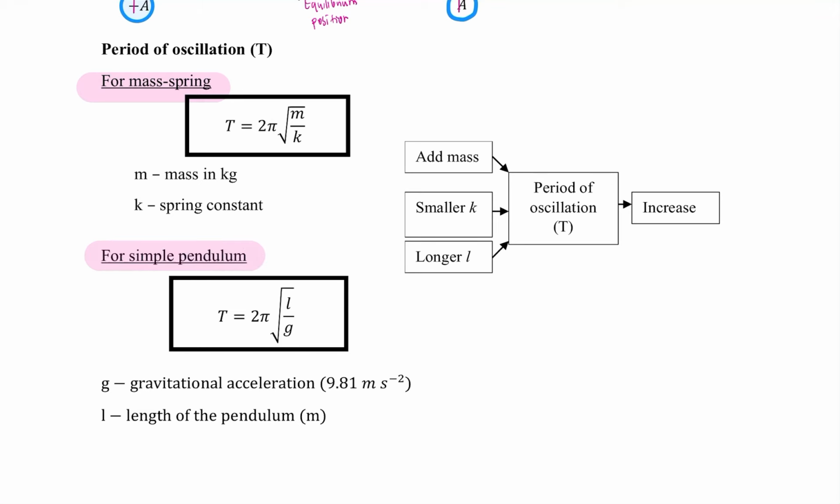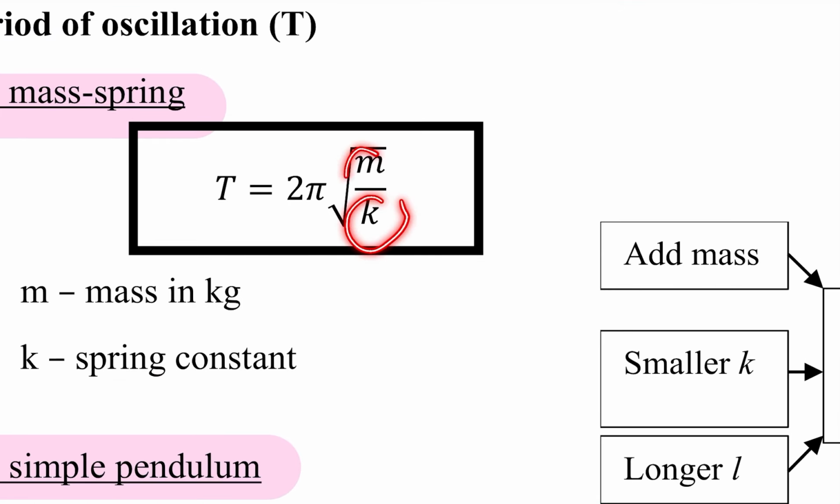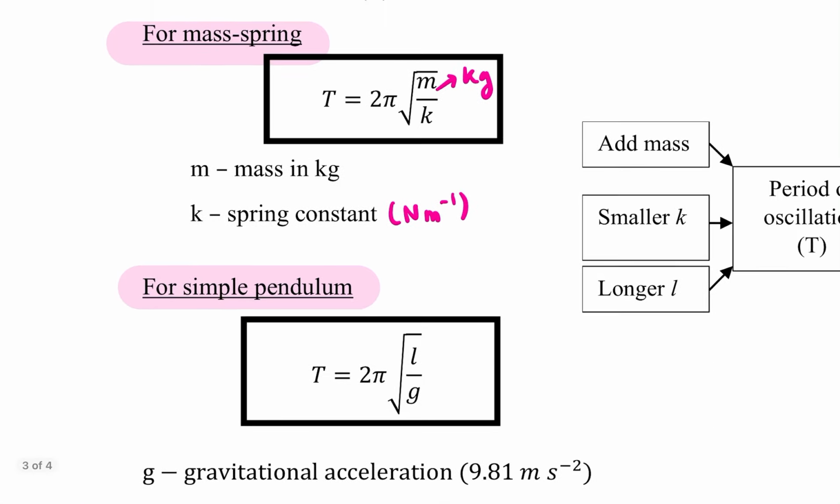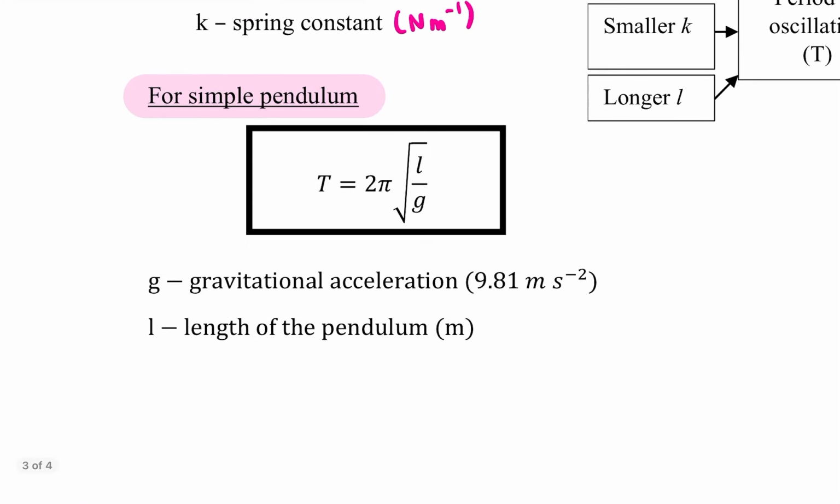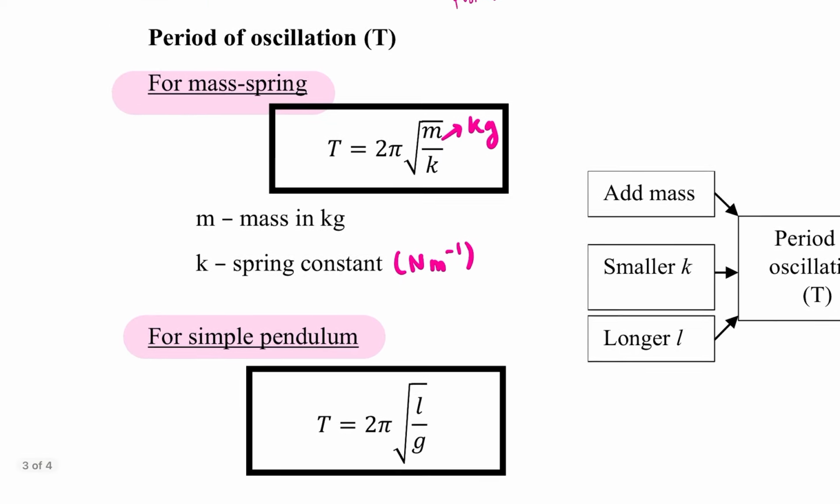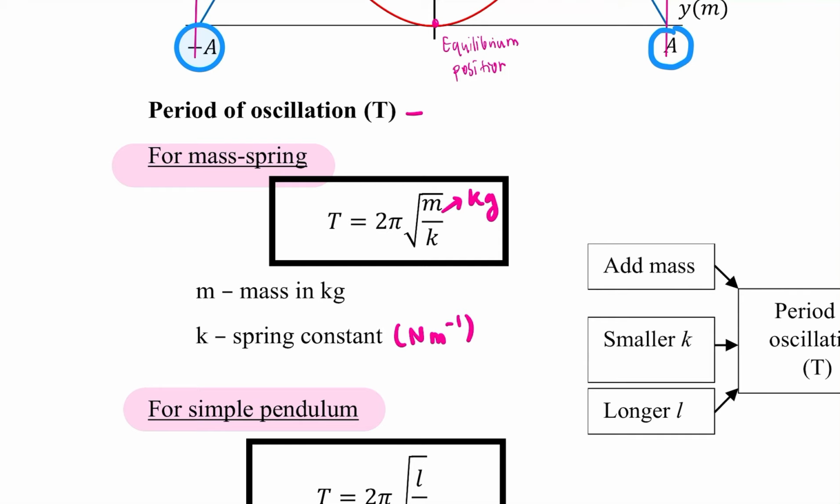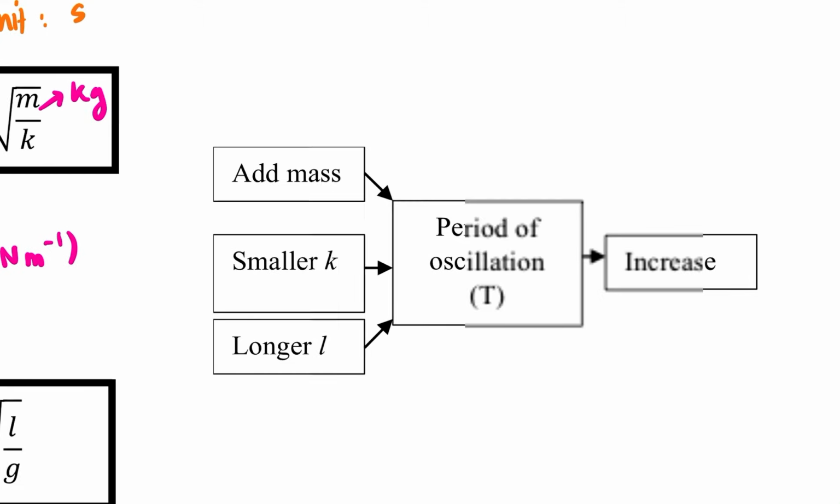For mass spring, T equal to 2 pi square root of m over K. K is the spring constant, and M is the mass. The mass must be in kg, and K is the spring constant in Newton per meter. For simple pendulum, T equal to 2 pi square root of L over G. L is the length of the pendulum, G is the gravitational acceleration. Because this is a period, the unit is second.